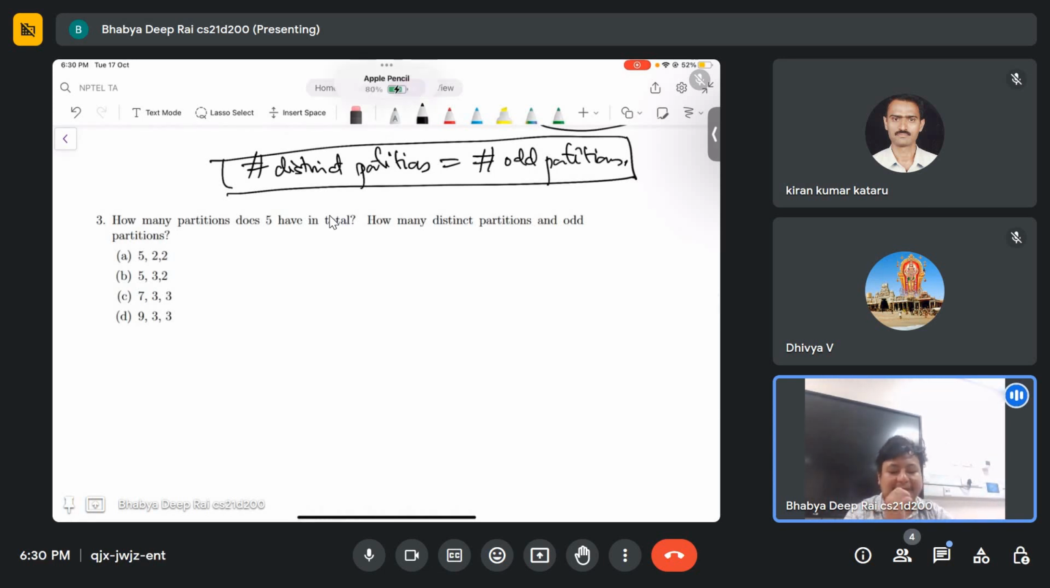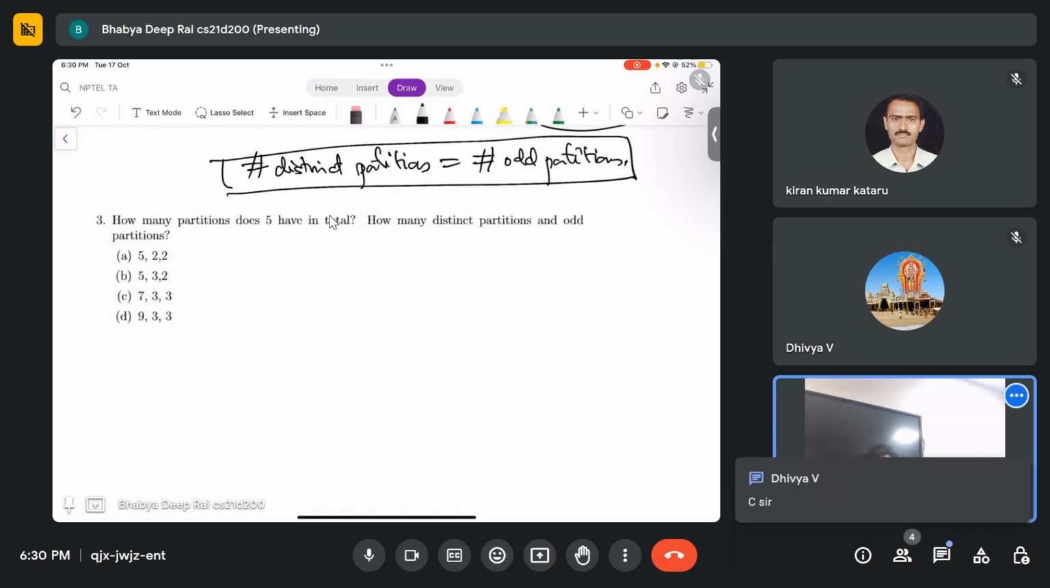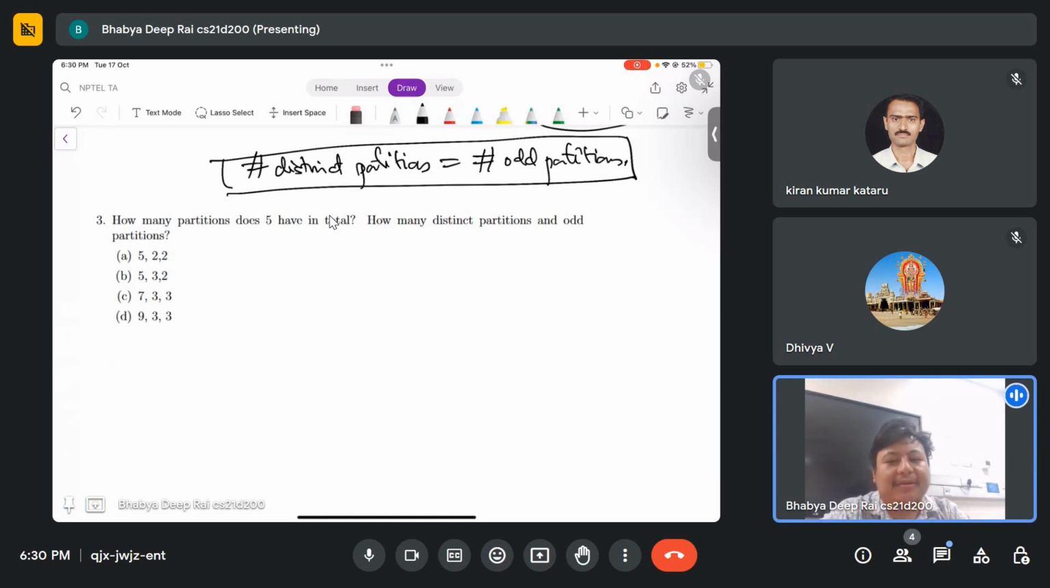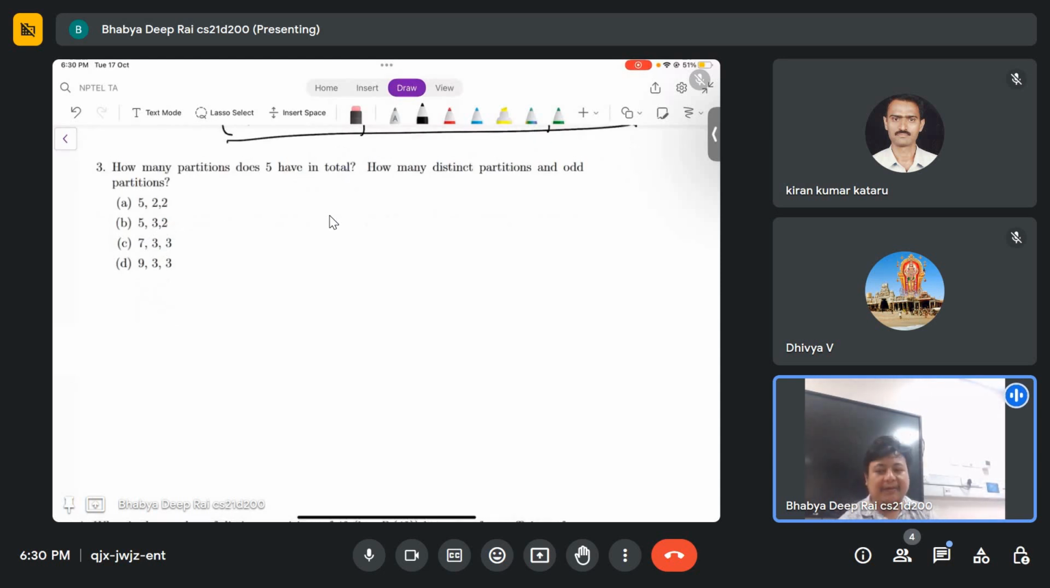How many partitions does 5 have in total? How many distinct partitions and how many odd partitions? So the number of partitions 5 has in total. How many ways can you write 5 as a sum of numbers? And how many distinct partitions are there? Oh, that is quite quick. Yes, C should be the correct answer as well. Let's see, I'll give you some more time.